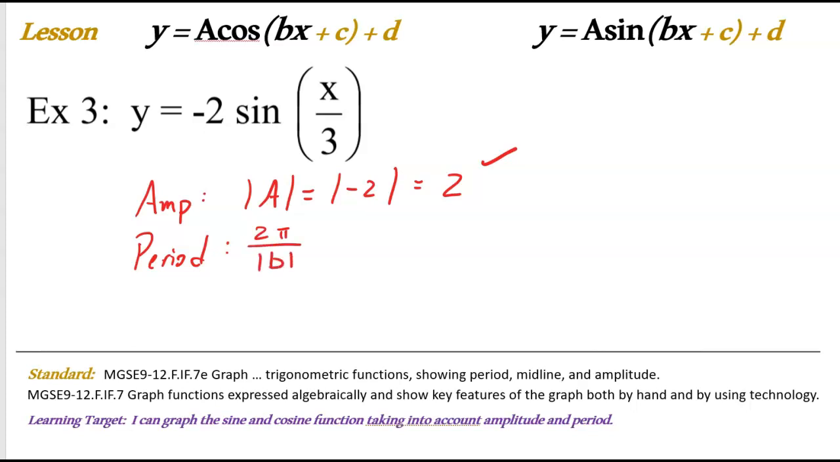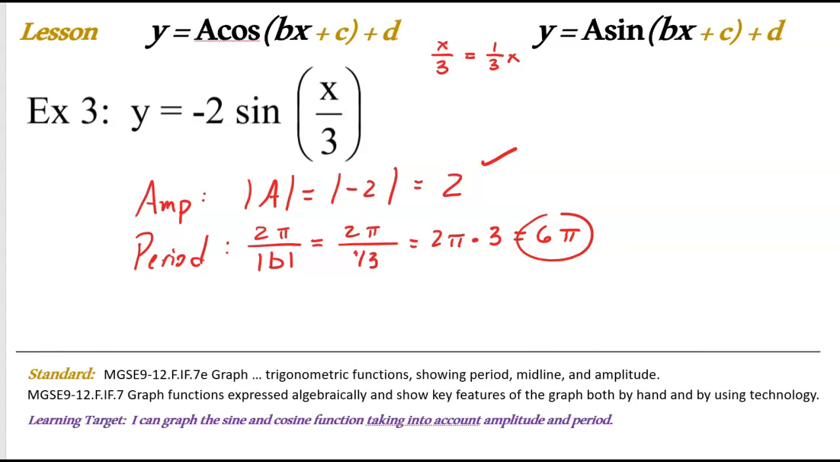Now here's where you have to be careful. x over 3 is understood to be 1/3 x. A lot of textbooks will write 1/3 x, and some will write x over 3, but you need to know that b is understood to be 1/3. So this is 2 pi over 1/3, which means instead of dividing by 1/3, you're multiplying by 3. Okay, so if b is 1/3, the period is tripled.